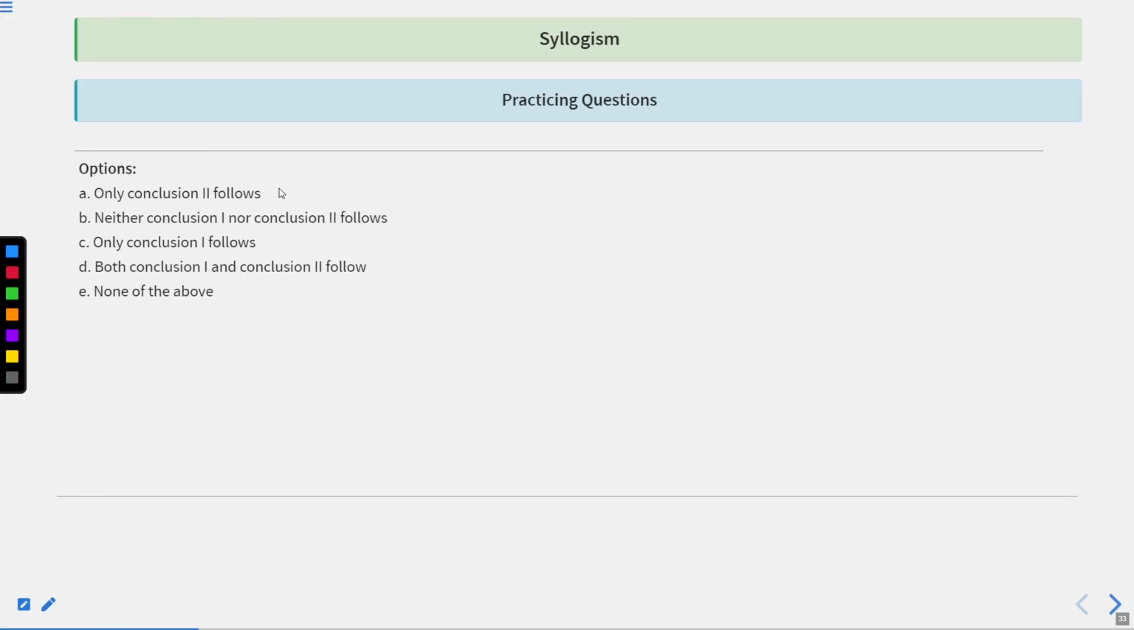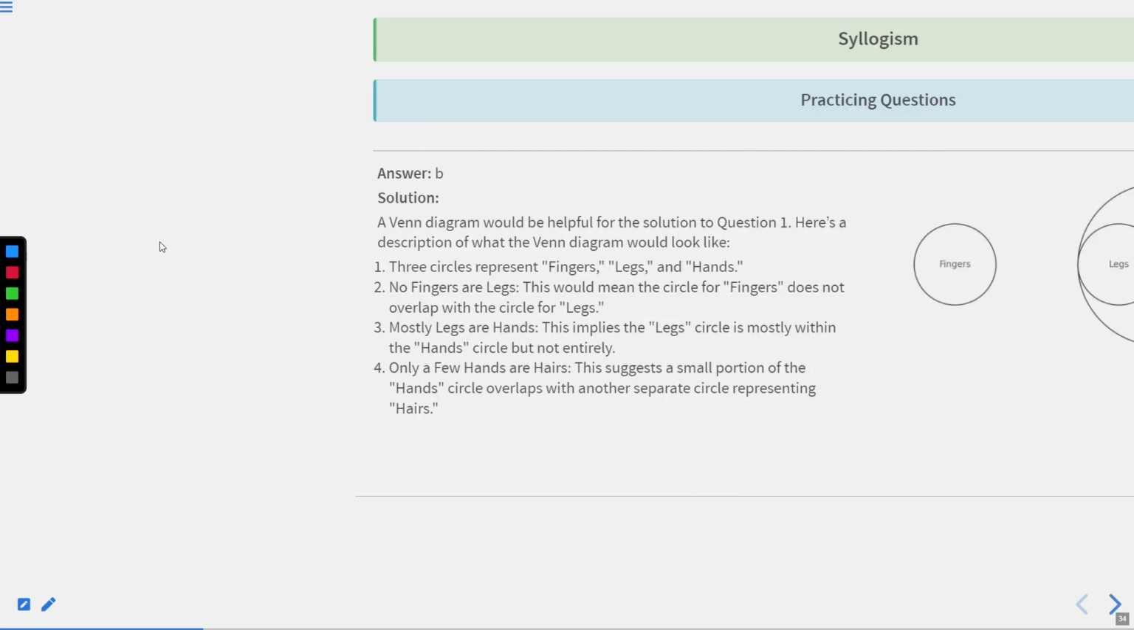Now these will be the options given to you. Out of these 5 options, you will have to choose the correct answer. It can be either 4 options or 5 options also.